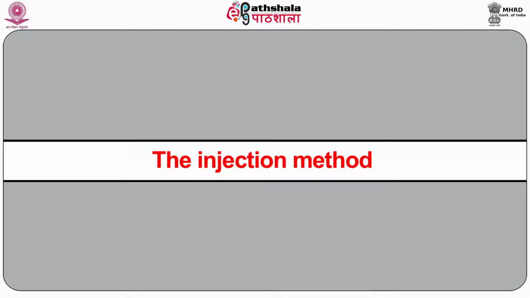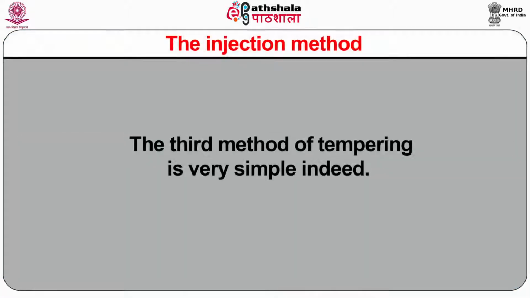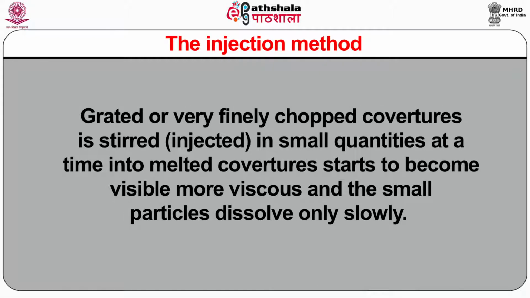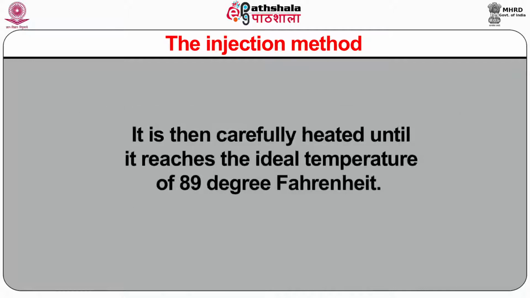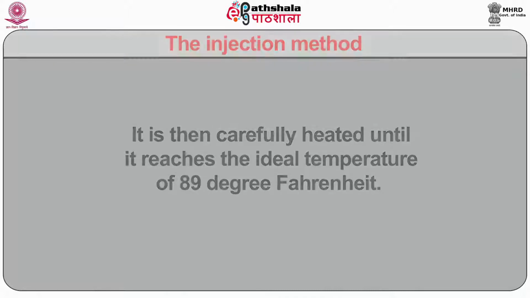The injection method. The third method of tempering is very simple indeed. Grated or very finely chopped couverture is stirred, injected in small quantities at a time into melted couverture, which starts to become more viscous, and small particles dissolve only slowly. It is then carefully heated until it reaches the ideal temperature of 89 degrees Fahrenheit.